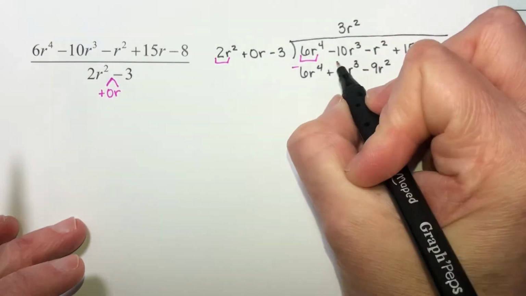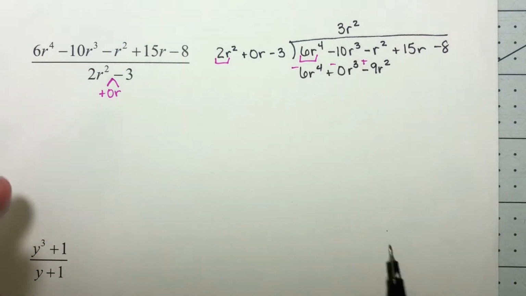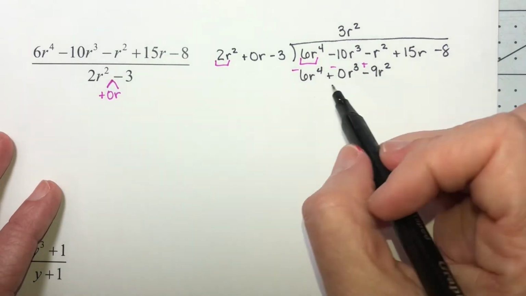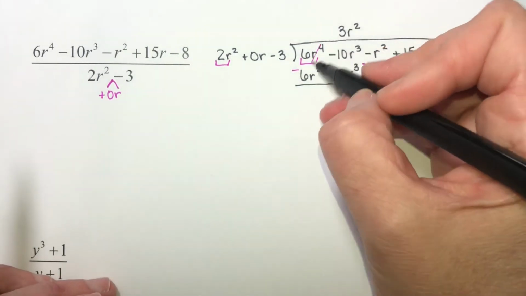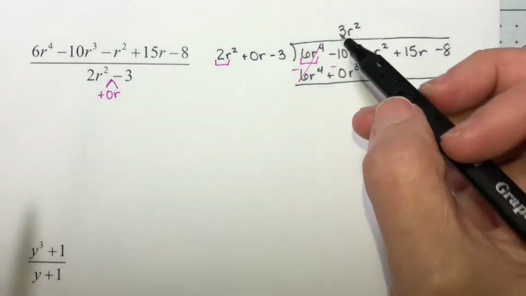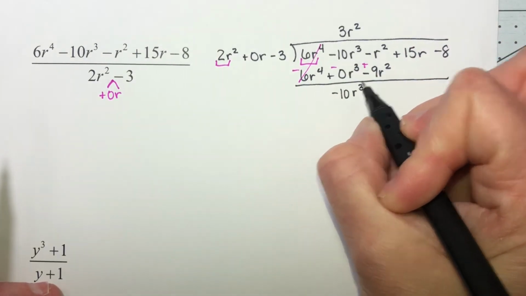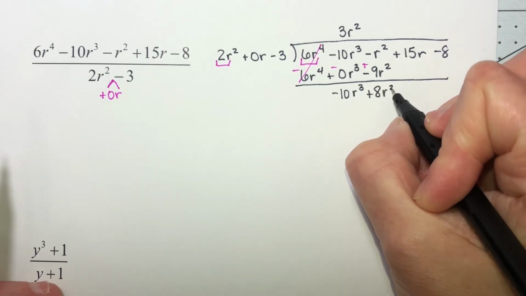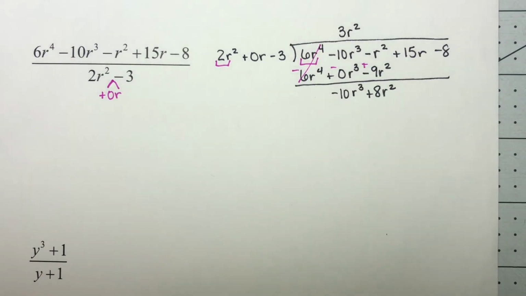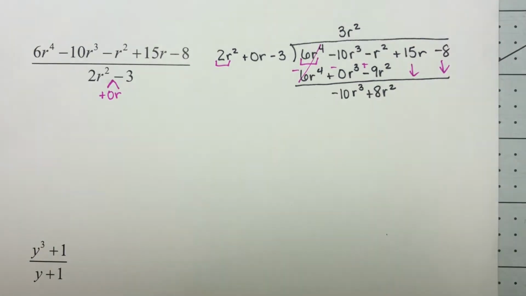Change every sign. Again, it doesn't really matter with the 0, just I'm in a habit of changing all the signs, so I go ahead and do it. This cancels. I get negative 10r cubed. Negative 1 plus 9 is going to be 8r squared. And then go ahead and bring these two down.